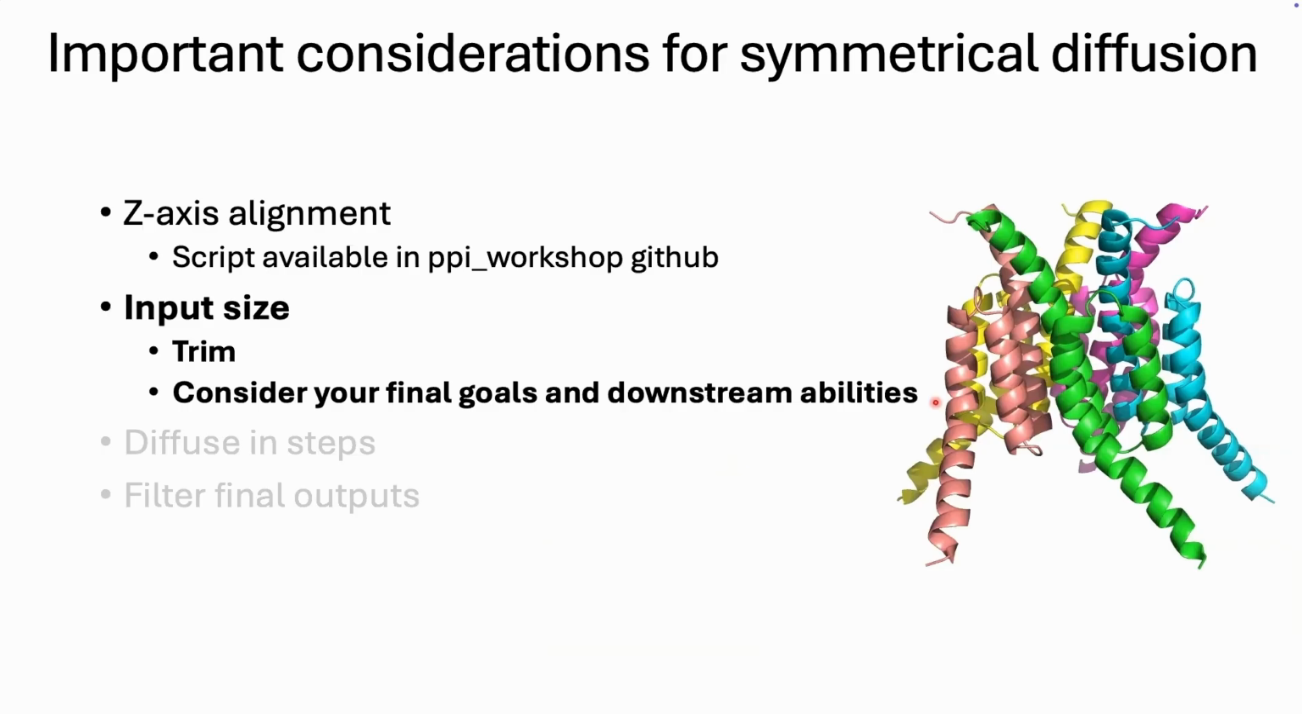So again, with your input size, you do want to trim, but you also want to consider your downstream goals and downstream abilities. For example, a common filtering step, or the next step for a lot of labs these days, is using something like an MPNN to AlphaFold script to figure out if this is possible to fold decently. But if you run AlphaFold on a massive structure, it very commonly makes nonsense and also takes a really long time.